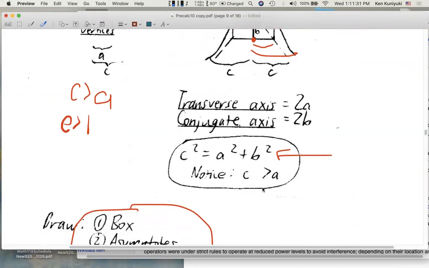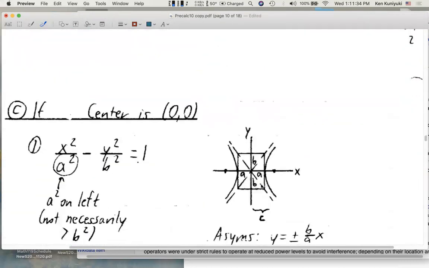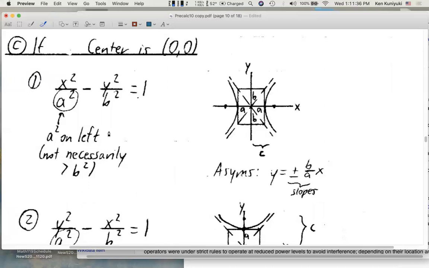Okay. If the center is at 0, 0, here's the standard form for the equation of a hyperbola that opens along the x-axis. It's horizontal, and the center is at the origin. x squared over a squared minus y squared over b squared equals 1. Remember, for an ellipse, we had a plus sign there.